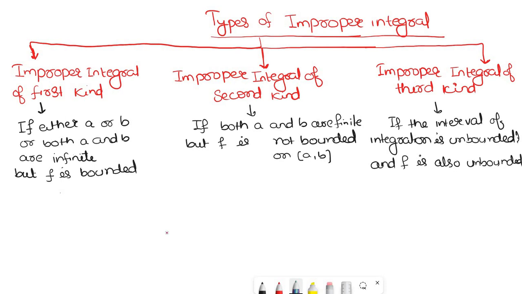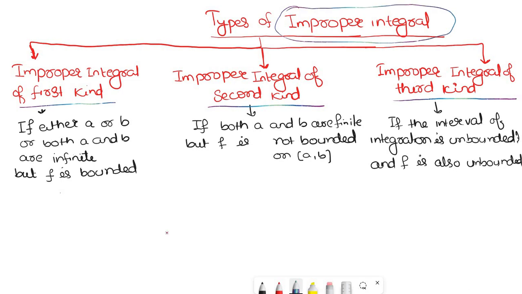Based on the condition discussed in the previous video of improper integral, now we will divide the improper integral into three kinds: improper integral of first kind, improper integral of second kind, improper integral of third kind. So we will divide the improper integral into three kinds, and the characteristics for dividing these are based on whether the limit is finite or infinite, or whether the function is bounded or unbounded. Based on these characteristics, we will divide the improper integral into three kinds.